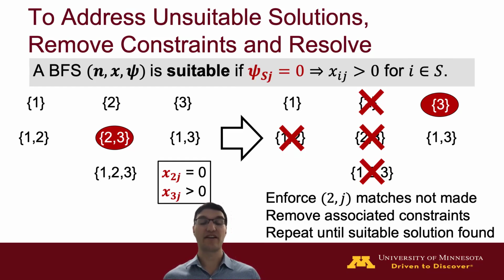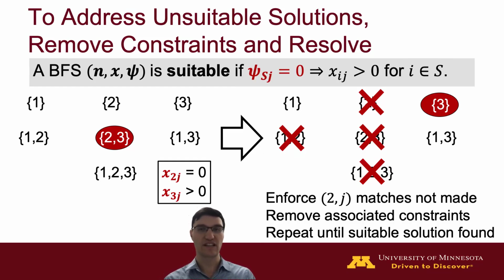And you might have to repeat this several times. So every time you have an unsuitable solution, you can identify a type that is not matching to J, remove all of the constraints involving that type, and resolve. And because we're always just removing matches from the set of possible matches, eventually this process will terminate and we'll find a suitable solution. And once we have a suitable solution, we can just use the greedy algorithm that comes from that suitable solution. So this was really the last key breakthrough we needed in order to prove our result: to figure out how to deal with unsuitable solutions.